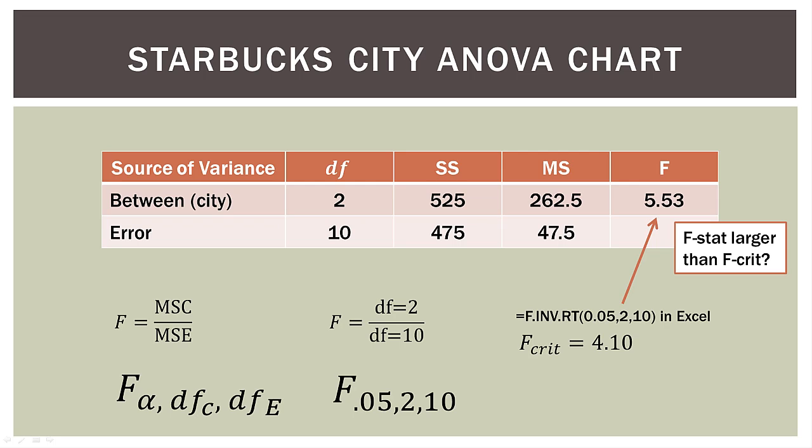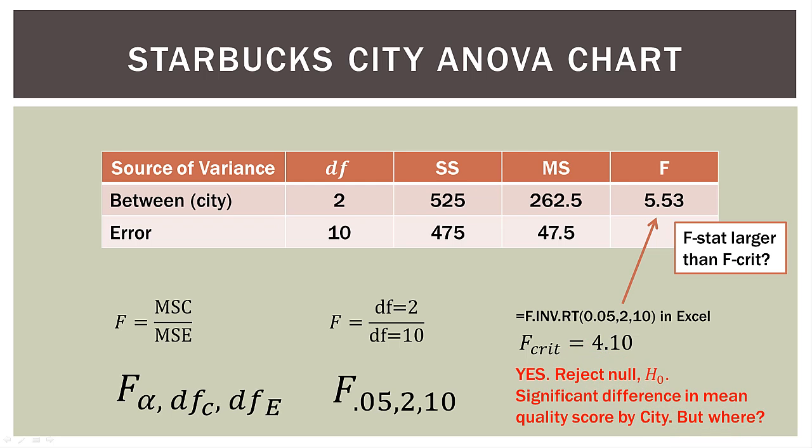What we ask ourselves is, is our F statistic in our problem of 5.53 larger than the F critical we found in our F table? And again, remember, for the F table, you need three things. You need the alpha level you're working with, you've got to have the numerator degrees of freedom, and the denominator degrees of freedom. That's how an F ratio works. So the F crit was 4.10. Now our F stat for cities was 5.53.